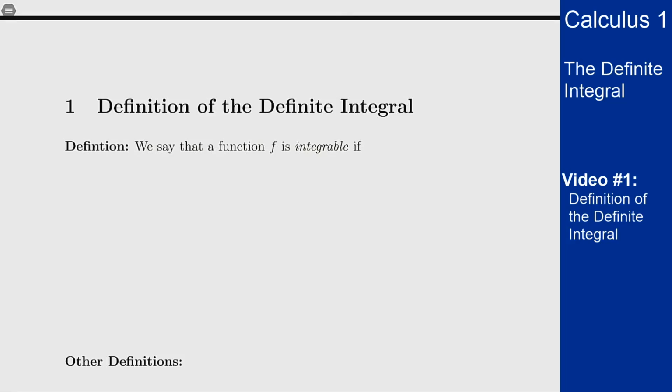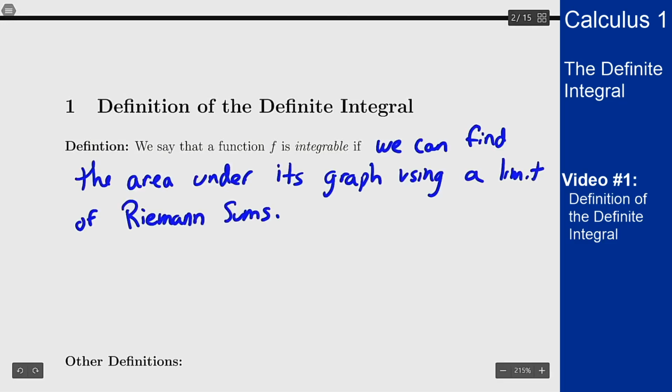In this video, we'll talk about the definition of the definite integral. We say that a function is integrable if we can find the area under its graph by using a limit of Riemann sums. That is, we can approximate the area by rectangles and then take the limit as the number of rectangles goes to infinity, and that will give us an area for this region under the curve. The important thing for it to be integrable is that no matter how we pick our heights for the rectangles, we always get the same limit.